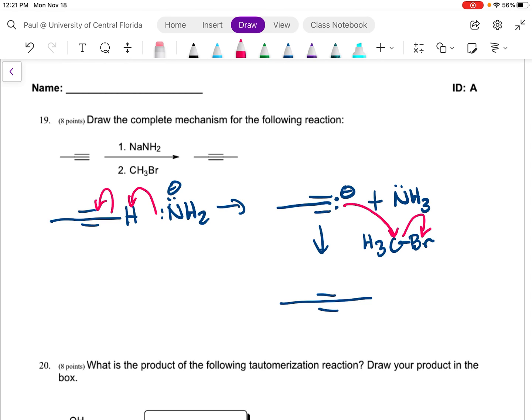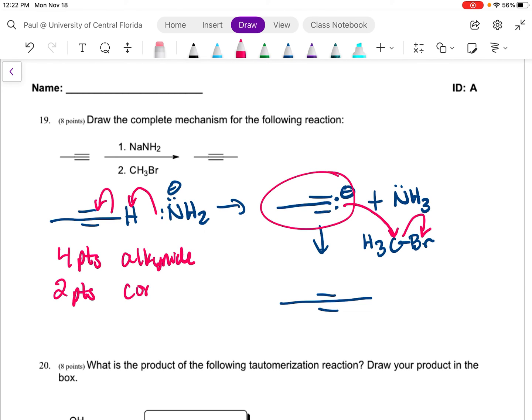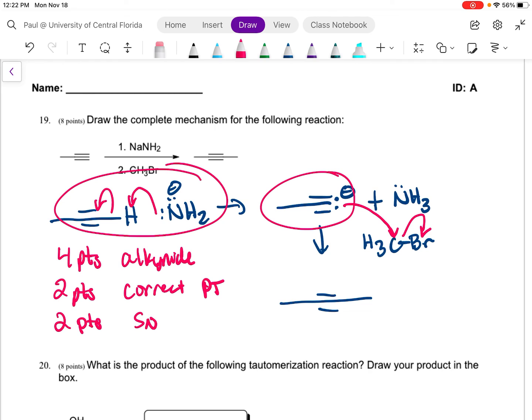And so the way the points worked was 4 points for forming the alkynide ion. Okay? So if you form that, you got 4 points. You get 2 points for the correct proton transfer step, shown right there. And then you get an additional 2 points for the correct SN2 mechanism, which is shown with those arrows right there.